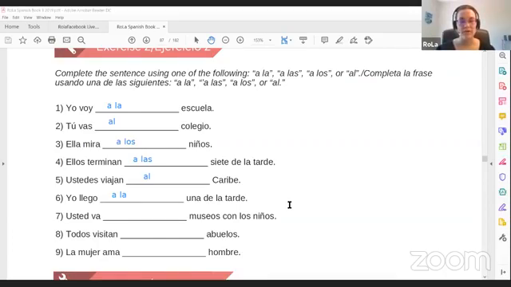So, número 7. Usted va museos con los niños. Museos, masculino, plural, a los. Usted va a los museos con los niños. You, in a formal, polite way, you go to the museums with the children. Okay, 2 left to go. Número 8. Todos visitan abuelos. Abuelos, masculino, plural, a los abuelos. Everyone visits the grandparents. Okay, todos visitan a los abuelos.